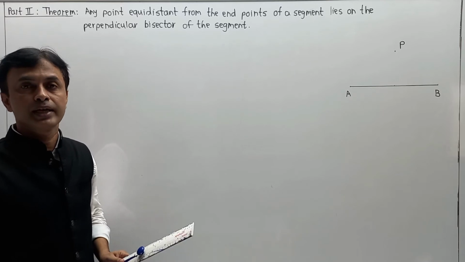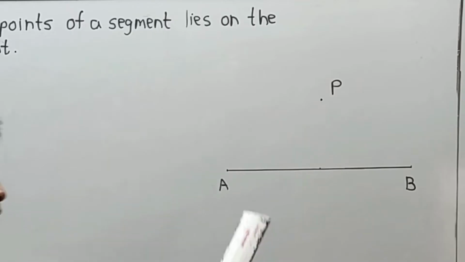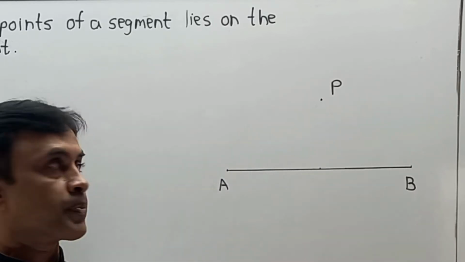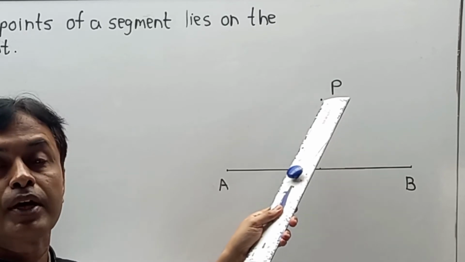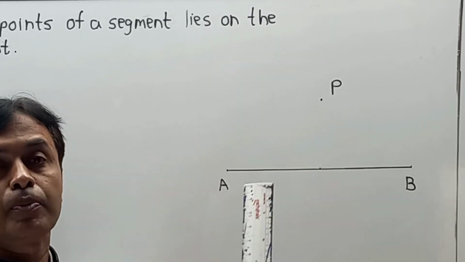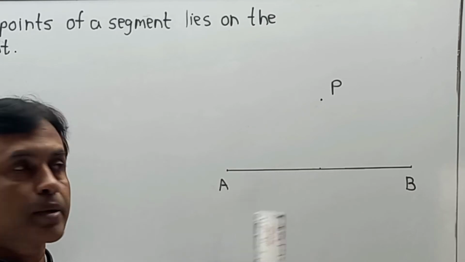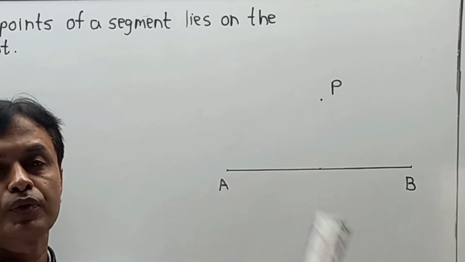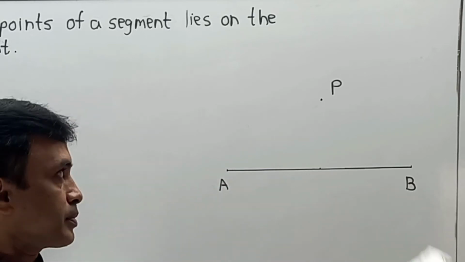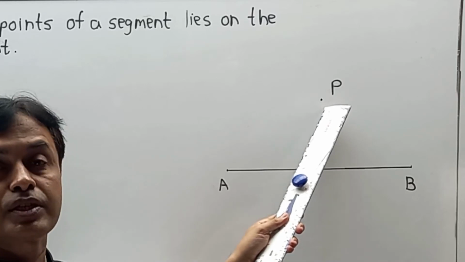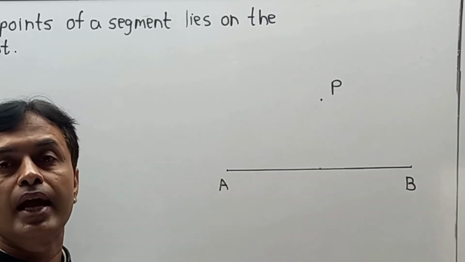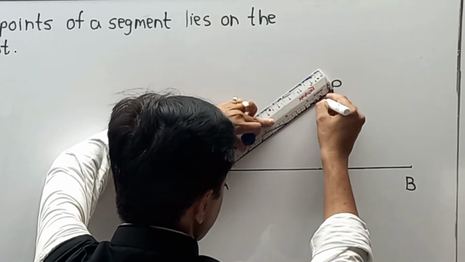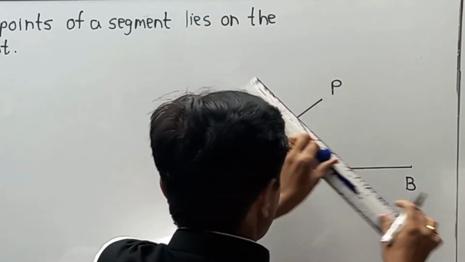Now what does this statement indicate? Try to understand from the diagram point of view. Let us say that AB is a given segment, and there is a point P which is equidistant from the endpoints A and B. If you call A the starting point, then B is the end point; if you call B the starting point, then A is the end point. So both are the endpoints of that segment. If this point P is equidistant from A and B, they have already given us that the distance PA is equal to PB.